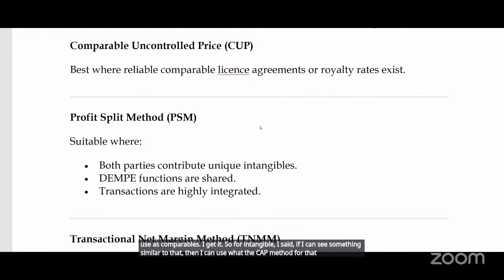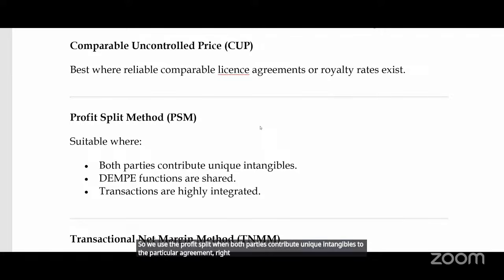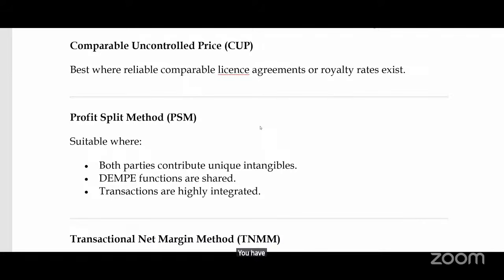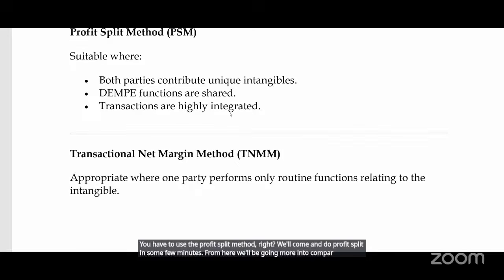Then we also use the profit split method. We use the profit split when both parties contribute unique intangibles to the particular agreement, and the DEMPE functions are shared among the two, and the transactions are highly integrated. So when you see some of these inside a particular case they give you, it tells you that you have to use the profit split method. We'll come and do profit split in a few minutes. From here, we'll be going more into comparability and then when to use the transfer pricing methods.